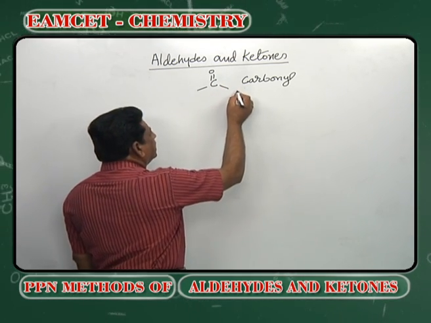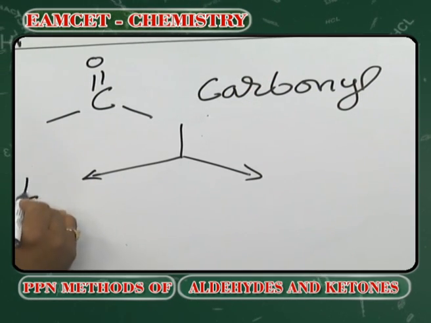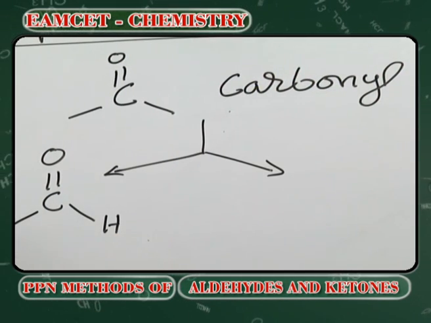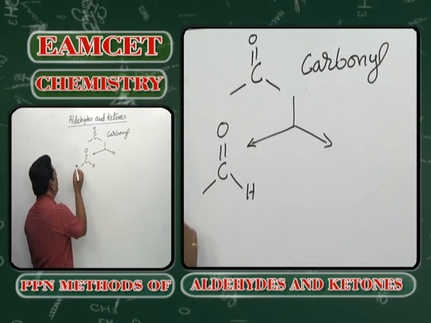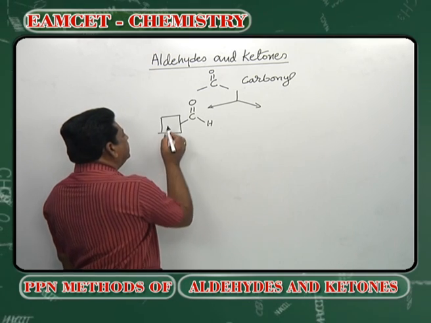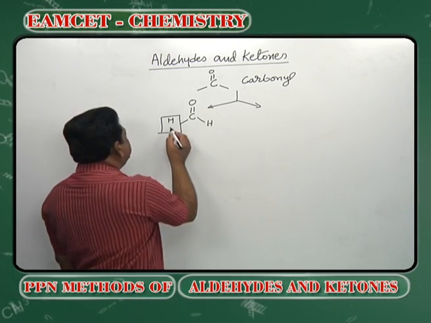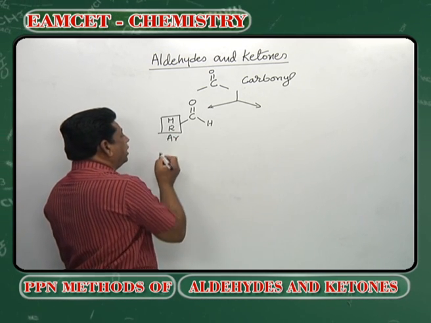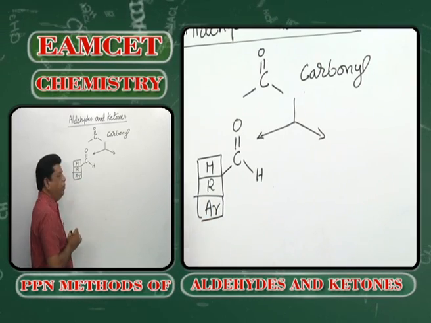Now these carbonyl compounds are divided into two types. A carbonyl group containing a minimum of one hydrogen: one side hydrogen should be there. The other side we have an option. It can be a hydrogen, it can be any alkyl group, or it can be any aromatic group also.